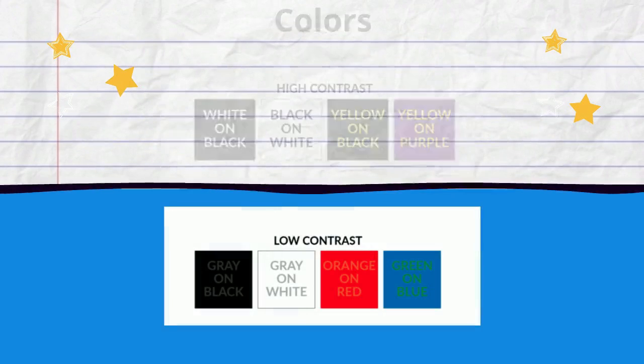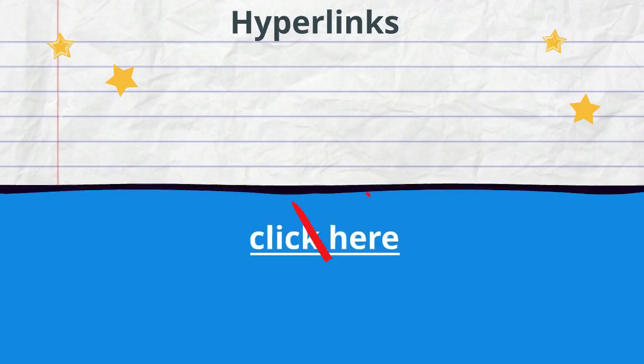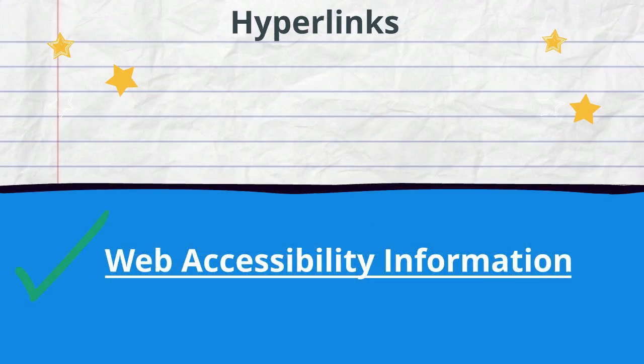Color. Make sure you're using high contrast colors that allow words to be easily understood. A visually impaired person might not be able to distinguish between the words on the top and the low contrast words on the bottom. Hyperlinks. Hyperlinks should be designed in a way that is accessible to all. To do so, make sure that the hyperlink's text always describes the contents of the page.